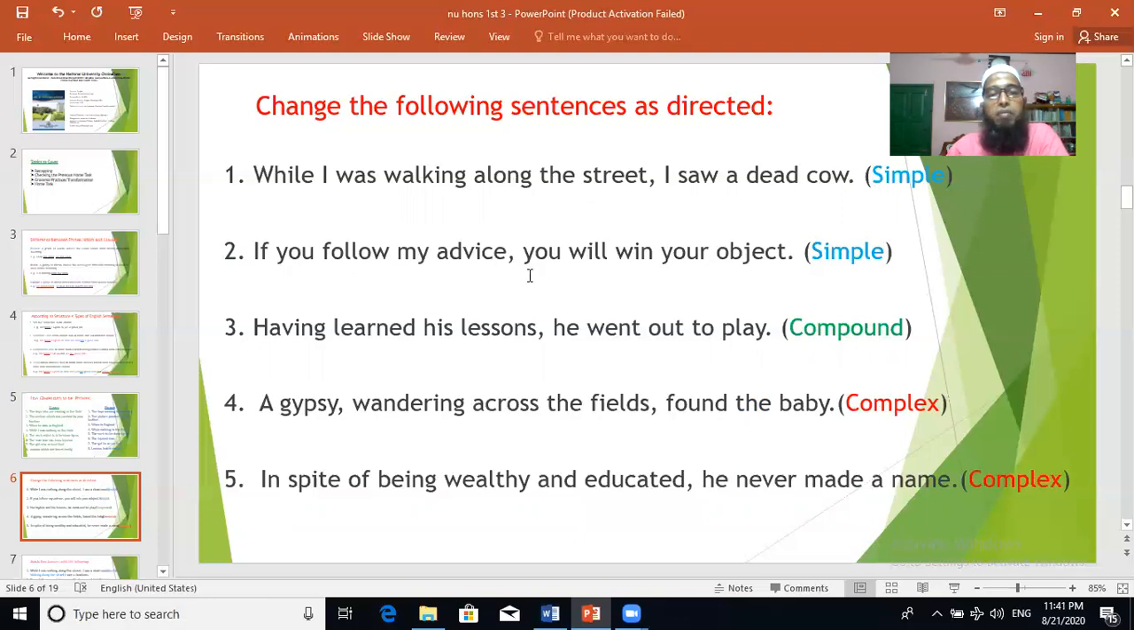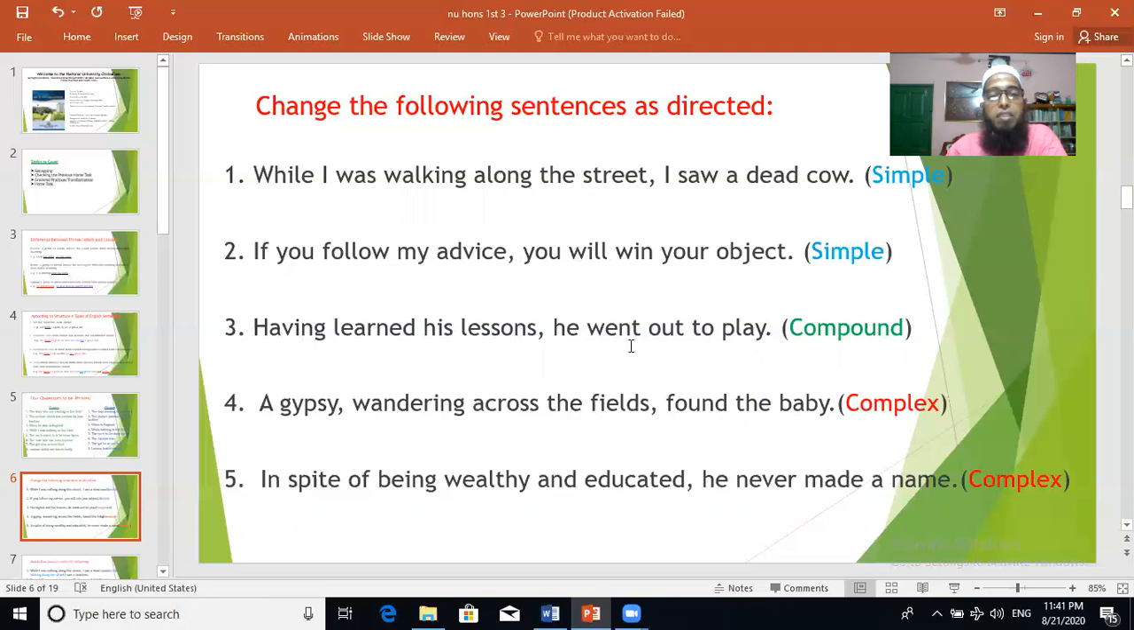If you follow my advice, you will win your object. So you will win your object, this is the main clause. You have to change the subordinate clause to a phrase. If you follow my advice, write down the answer. Quickly, I will provide you the answer. Just make it a phrase. Then it will be simple.